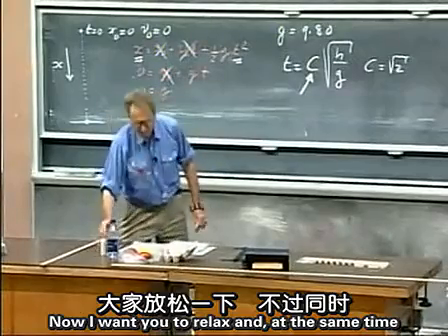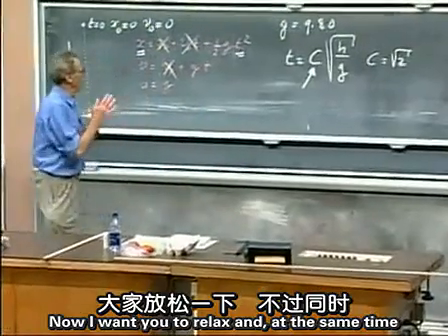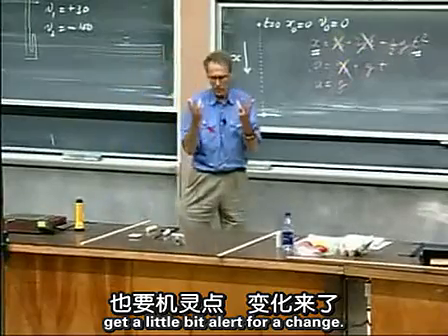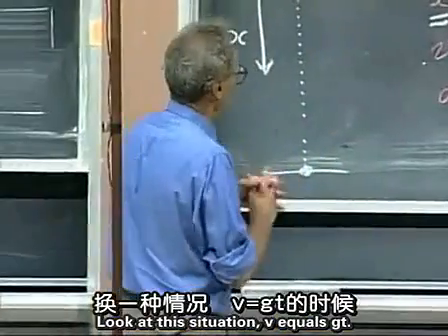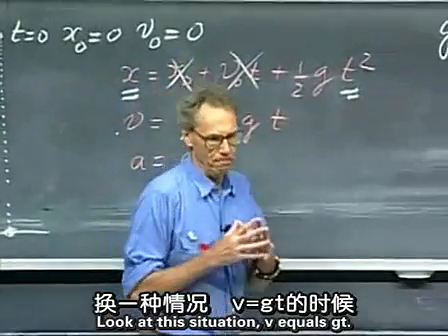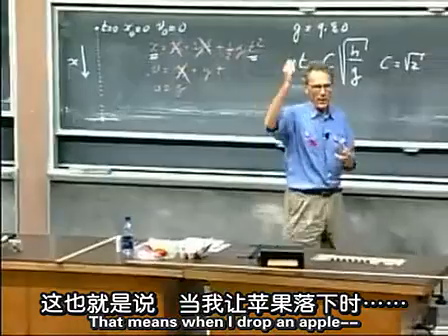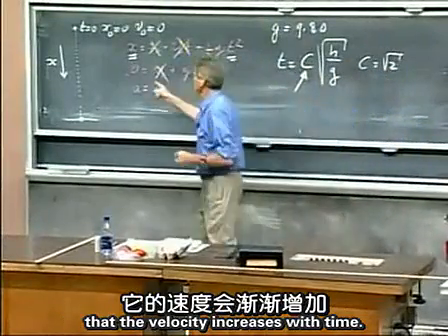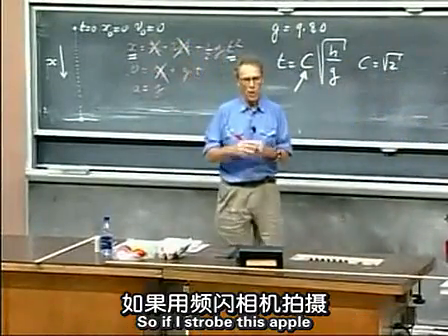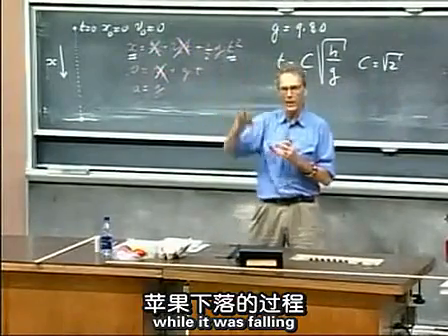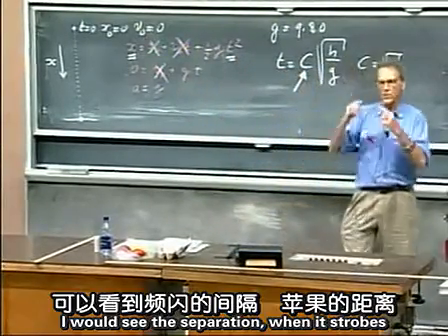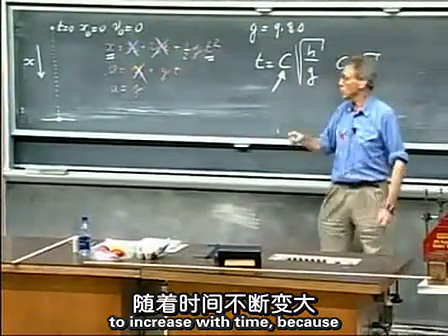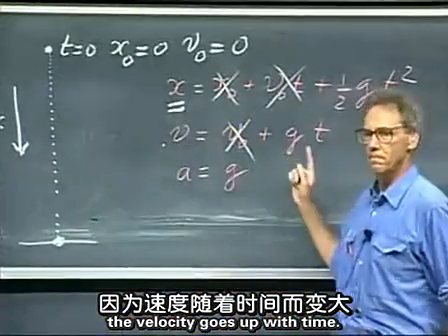Now, I want you to relax and at the same time get a little bit alert for a change. Look at this situation, v equals g t. That means when I drop an apple, and I'm going to drop another one today, that the velocity increases with time. So if I strobe this apple while it was falling, I would see the separation between the images increase with time, because the velocity goes up with time.